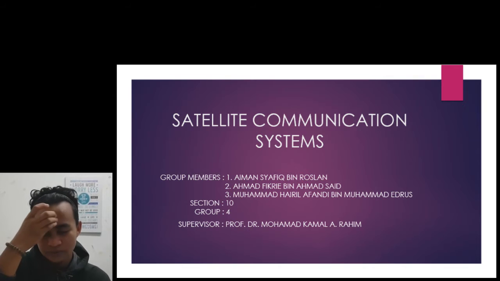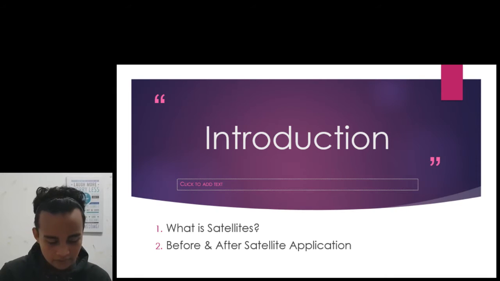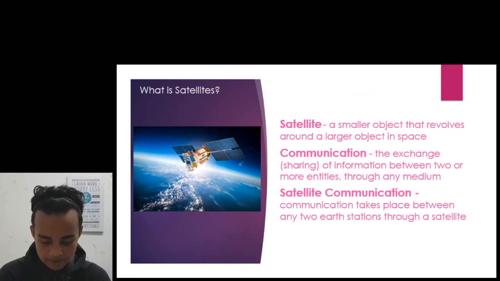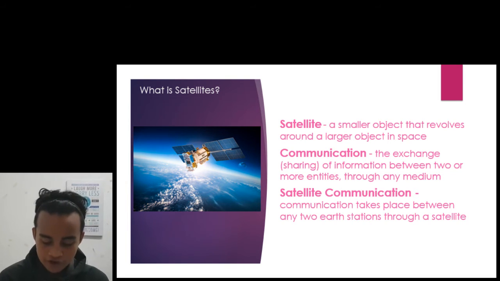Today I want to explain to you about the satellite communication system. Firstly, the introduction part. So what is a satellite? Satellite means a smaller object that revolves around the largest object in space. And communication is the exchange of information between two or more entities through any medium. Satellite communication means communication takes place between any two Earth stations through a satellite.